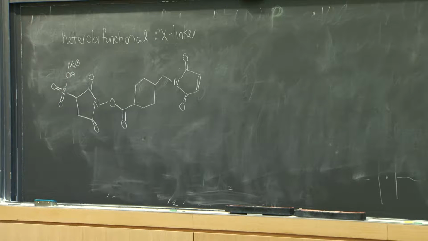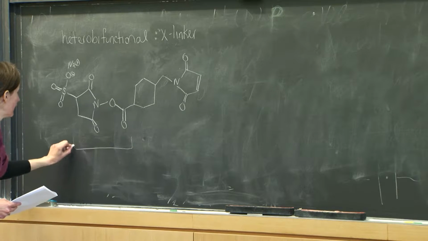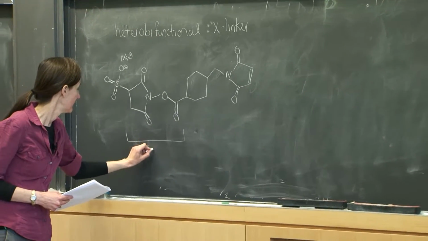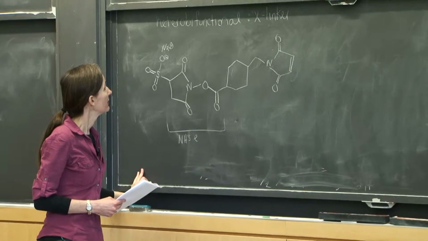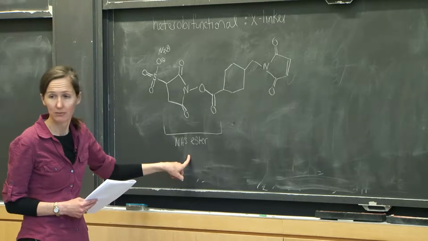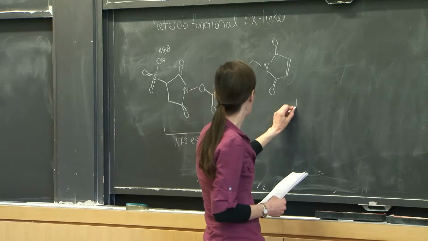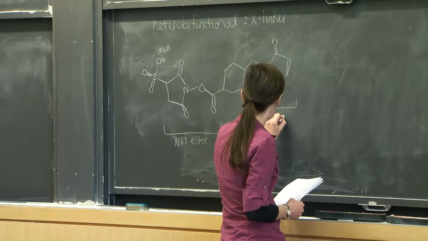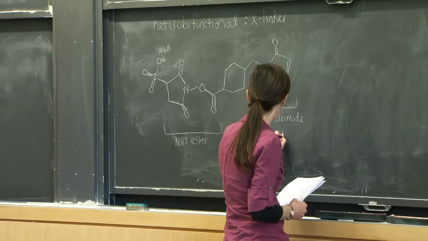So what do we have in this case? Steve? Yeah, you have an NHS ester and also a maleimide. And the sulfonate group probably helps with solubility. Right, so there's a bunch of interesting aspects to this molecule. We have the NHS ester to react with an amine. Right here we have a maleimide, which will react with thiols.